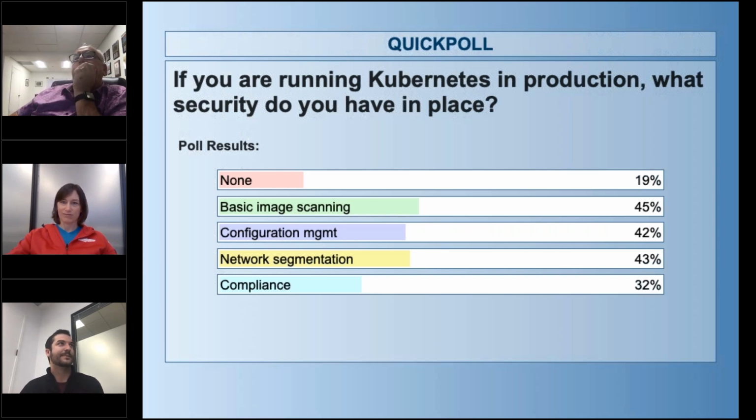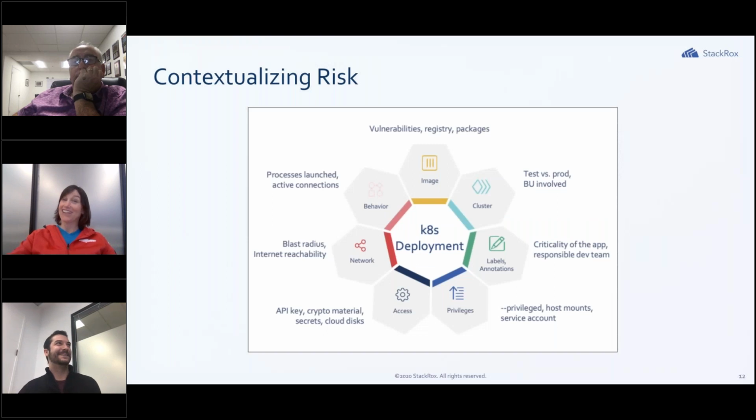If you have none and you are in production, we've got to get started. And you don't have to tackle all of these at once. I would say let's start tackling these systematically. I think the idea that you have to have everything or nothing is not correct, and you can start with image scanning or start with network segmentation and really build out a security platform for your organization.